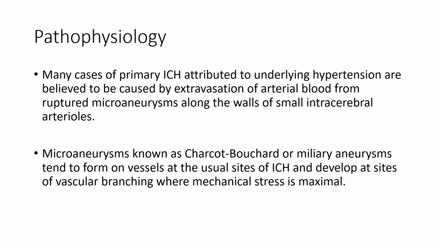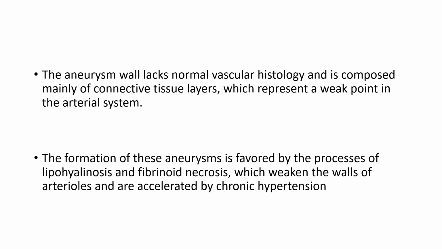Now, regarding pathophysiology, many cases of primary ICH are attributed to underlying hypertension and are believed to be caused by extravasation of arterial blood from ruptured microaneurysms along the wall of small intracerebral arterioles. These microaneurysms are known as Charcot-Bouchard or miliary aneurysms that tend to form in vessels at the usual site of ICH and develop at the site of vascular branching where mechanical stress is maximum.